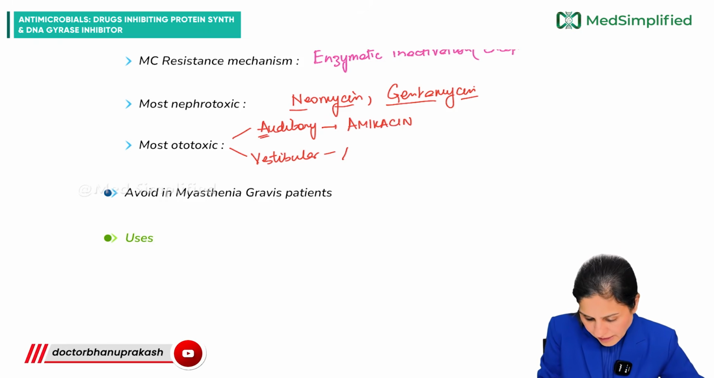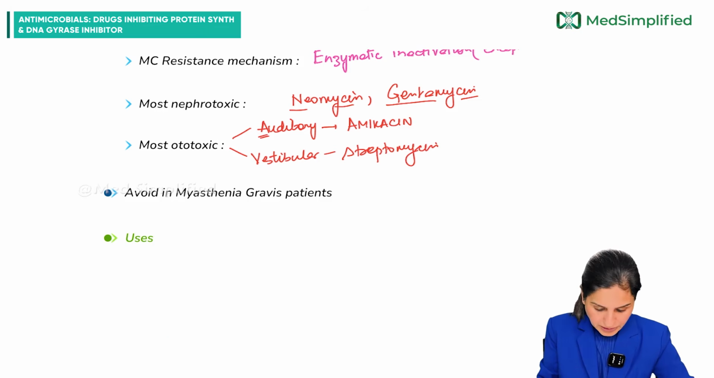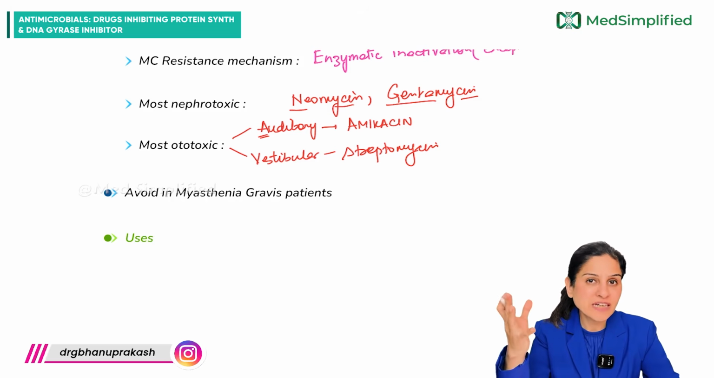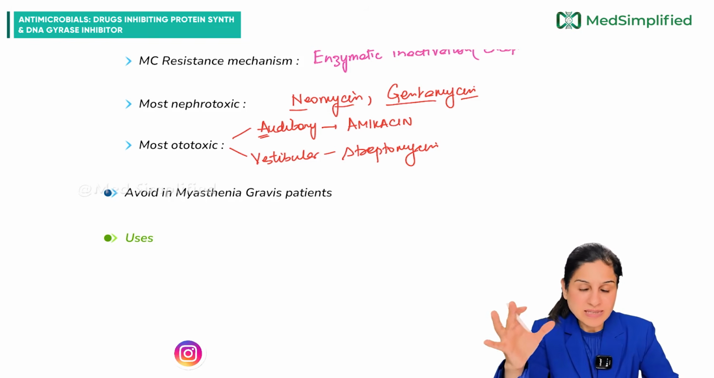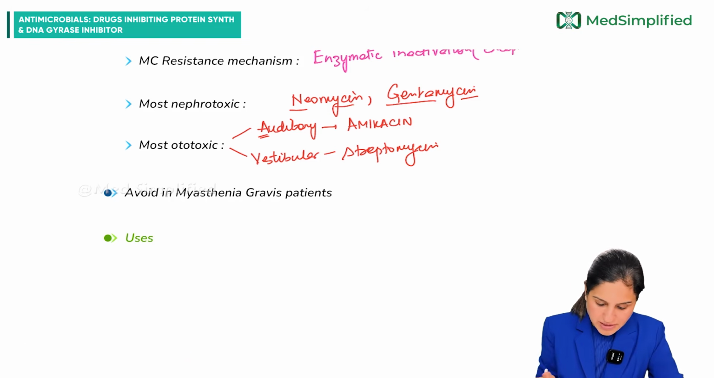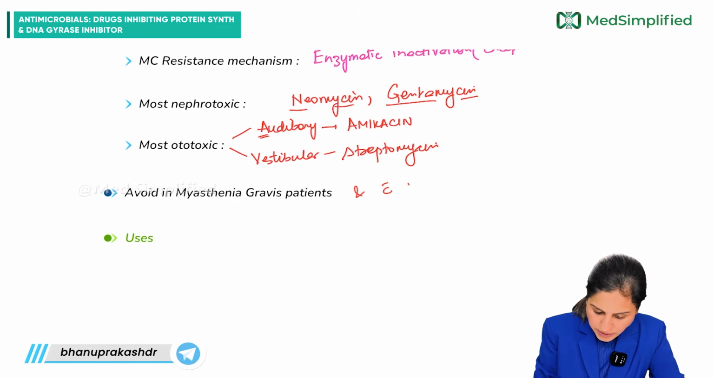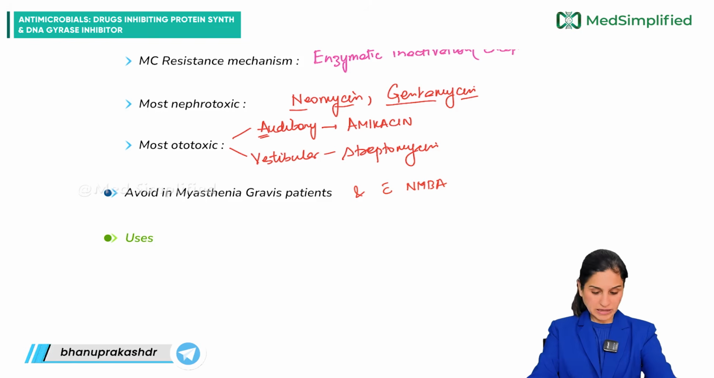And vestibular, we have streptomycin. Okay. So avoid giving this drug in patients who have myasthenia gravis because they already have weakness of the muscle. If you give this drug, because it decreases the acetylcholine release, it is going to aggravate myasthenia gravis. So avoid giving it in myasthenia gravis patients and with neuromuscular blocking agents because that will also aggravate the condition.